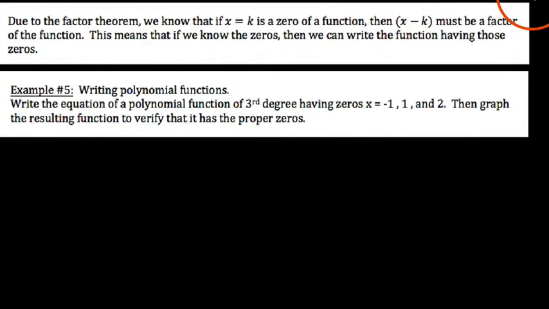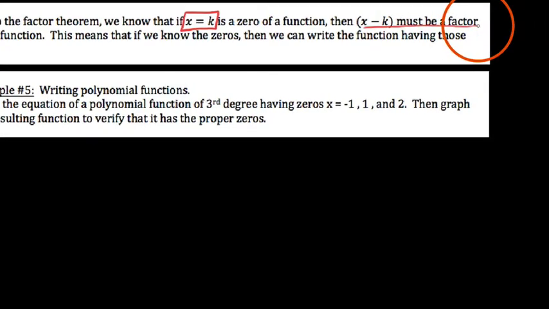Okay, YouTube, in this last video we're going to talk about the relationship between the factors of a function and the zeros of a function. So the factor theorem basically says that if x equals k is one of our zeros of our function, then x minus k must have been one of the factors of the function.